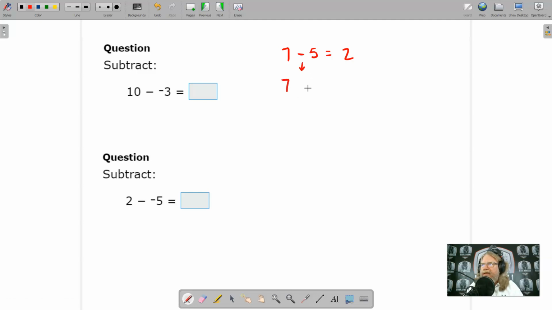Well, what if we took the first number, kept it the same, changed the operation from subtraction to addition, and then took the opposite of the number that follows it? So what's the opposite of 5? Negative 5. So what is 7 plus negative 5?